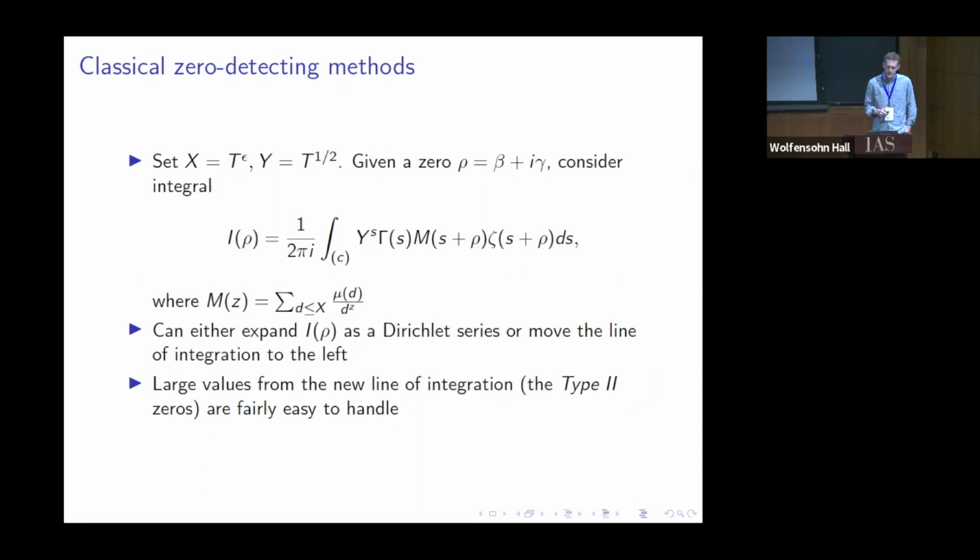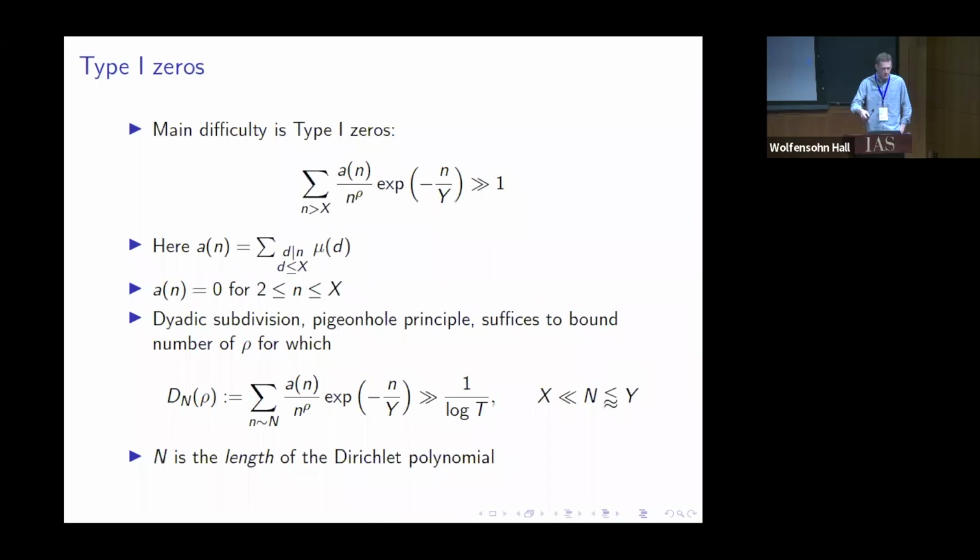And then I could also expand this out as a Dirichlet series. If I expand it out as a Dirichlet series, then this is going to give a large value of a Dirichlet polynomial. Okay. These are the so-called type one zeros. Standard in the theory here.